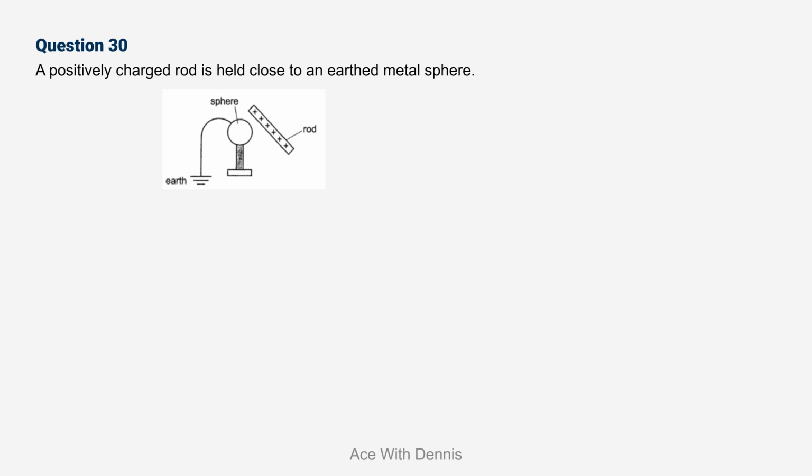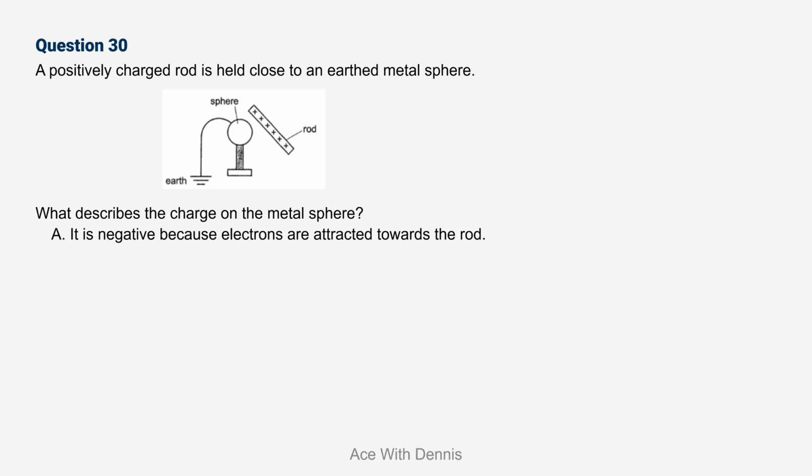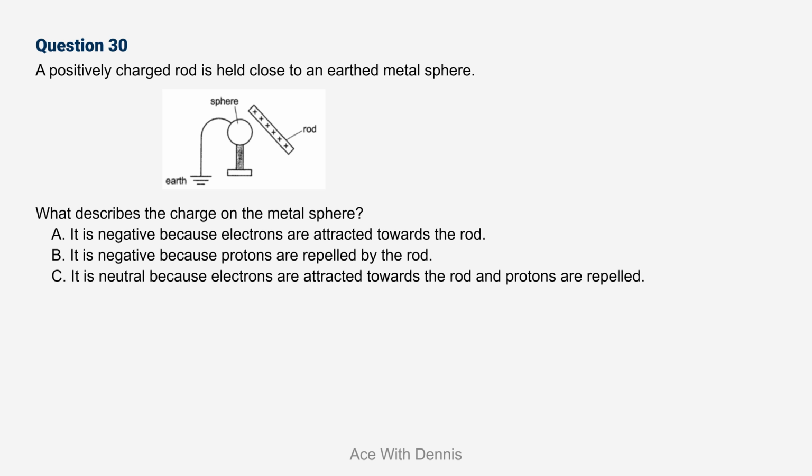Next question, question 30. A positively charged rod is held close to an earthed metal sphere as shown in this diagram. What describes the charge on the metal sphere? A, it is negative because electrons are attracted towards the rod. B, it is negative because protons are repelled by the rod. C, it is neutral because electrons are attracted towards the rod and protons are repelled. Or D, it is neutral because it is earthed.